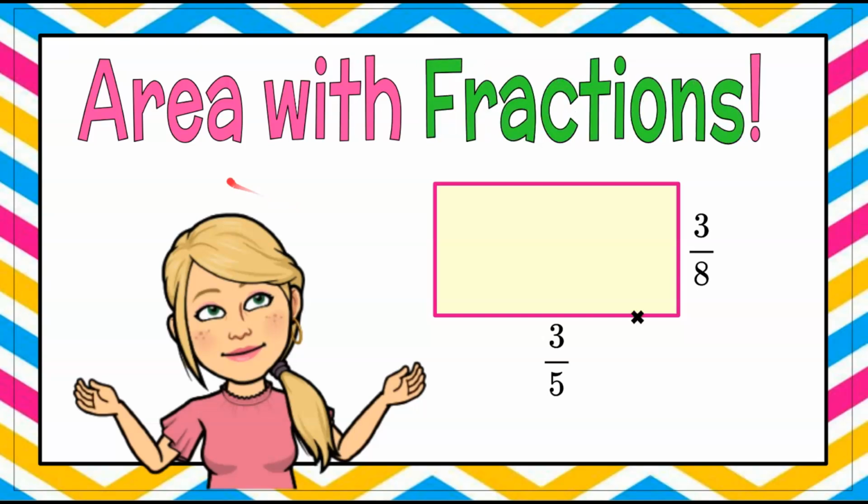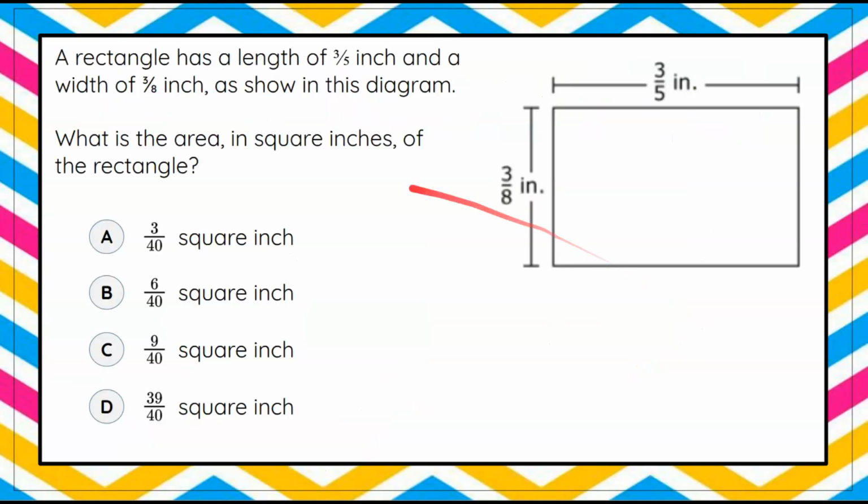It's the magic of math here, and today we're talking area with fractions where we are going to multiply. Here's our question today. We have a rectangle that has a length of 3/5 of an inch and a width of 3/8 of an inch, as shown in this diagram right here. We're asked what is the area in square inches of the rectangle, and we're given 4 answer choices.